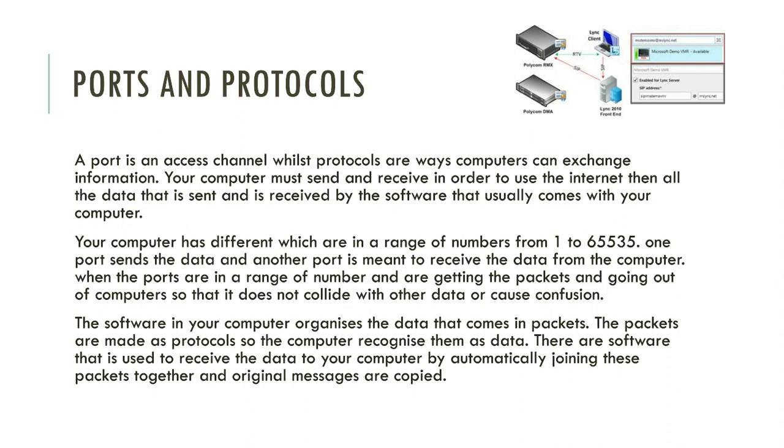So there are different numbers and the packets go out, so it will not confuse. That's why they're all numbered from 1 to 65,535. That's why they have separate numbers, so it's easy to identify and you know which packet's coming.